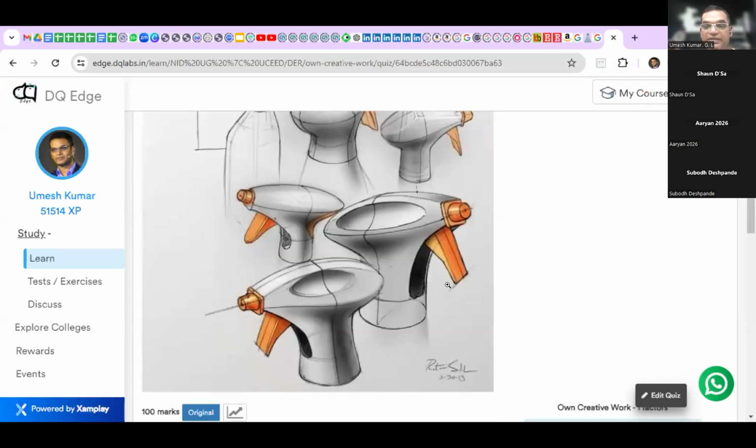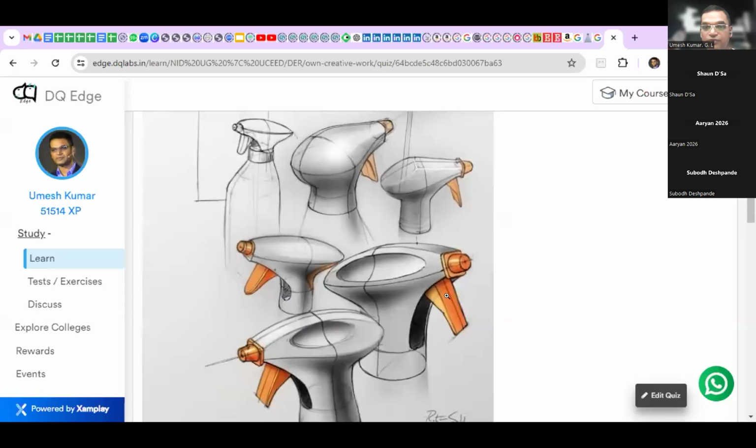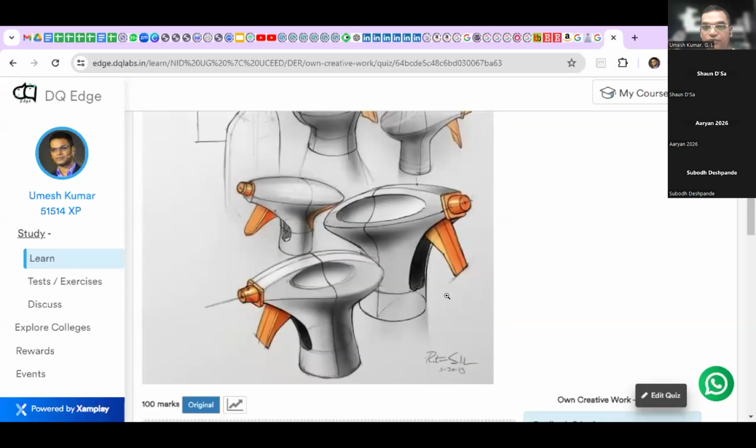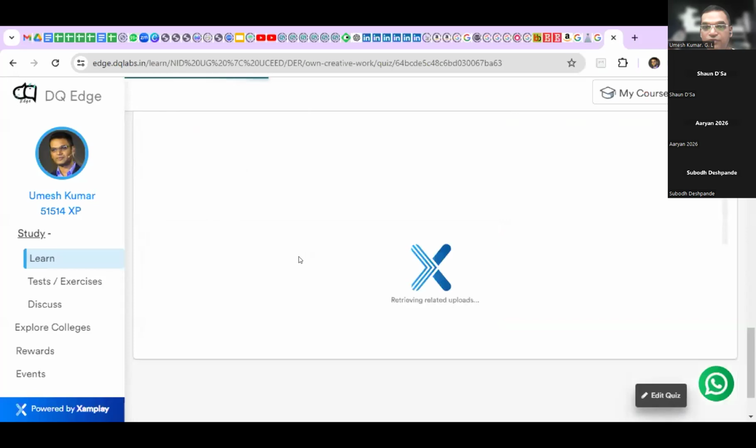Or you can change the way the handle is designed, so you can probably have it more curved instead of straight, or maybe you can have a curve in this direction such that you have a nice grip when you're holding it. So you can make such minor changes and create your own work. All right, so we can actually see some examples of what other students have done.